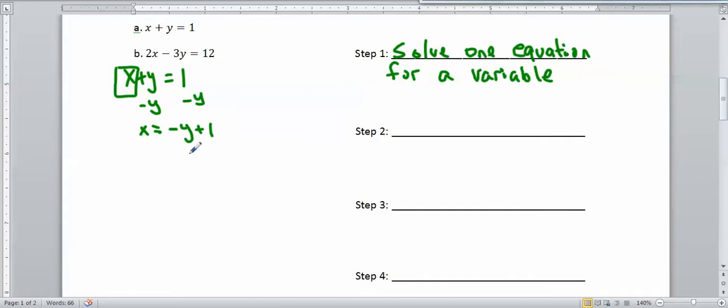All right, so the second step is to substitute that new equation, or substitute that value, into the second equation. So I have x equals negative y plus 1. That means that wherever there's an x, I can replace it with negative y plus 1. Okay, so I'm going to ignore this top equation, right? I've already used it. I've changed its form. It's now x equals negative y plus 1. So in order to solve the system, I have to use the second equation. So I have to substitute into the second.